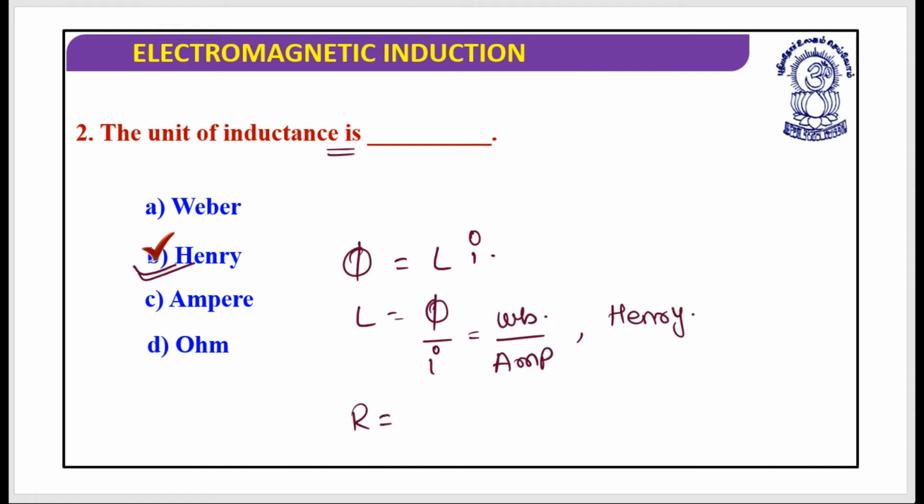Such as we have the resistance, R equals V by I, and we mostly do not use volt per ampere. No, we are not using it. We are using the ohm. So it is something like this that we always prefer to use Henry. There is nothing wrong in Weber per ampere, but we use Henry. I hope this is clear. Is it clear?